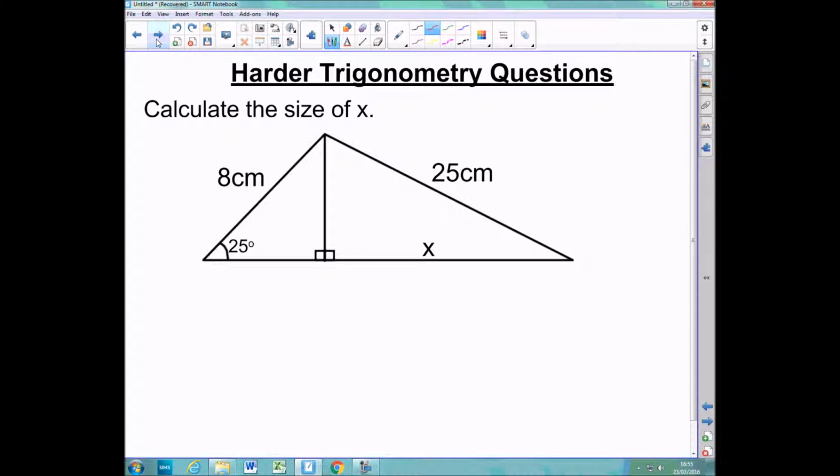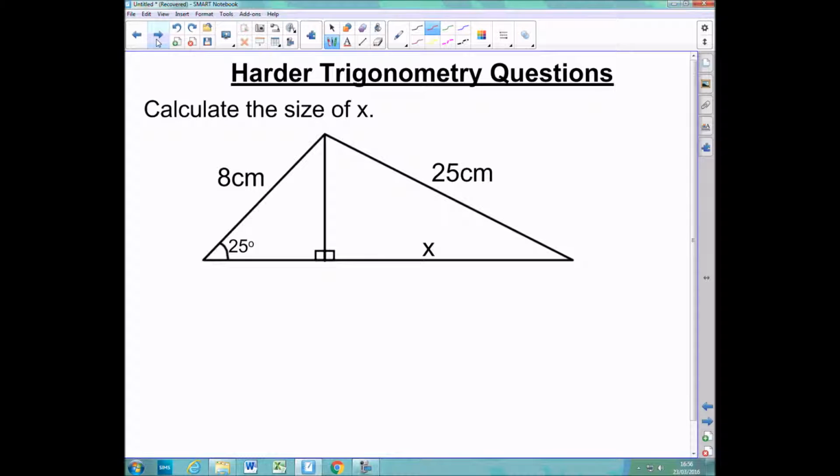Okay, so finally I've got another problem on the board here for you to have a go at. So pause the video and see if you can work out the value of x. Now before you do this though, just going to give you a little hint. Not only do you have to use trigonometry, but another maths topic that involves right angle triangles. Okay, so good luck.